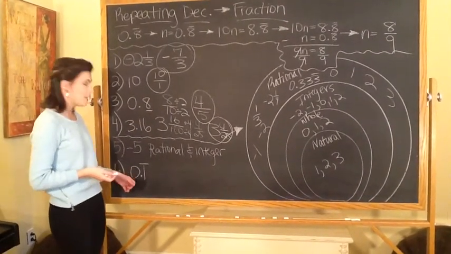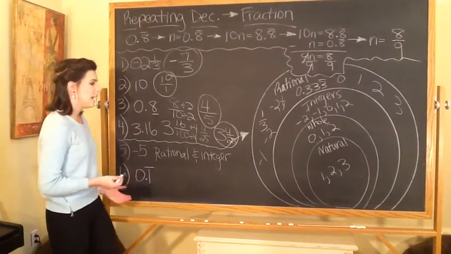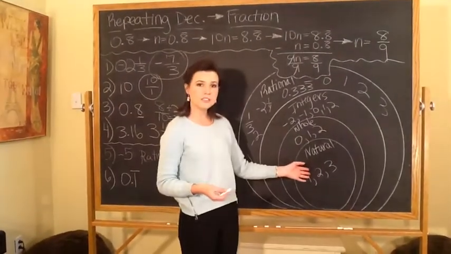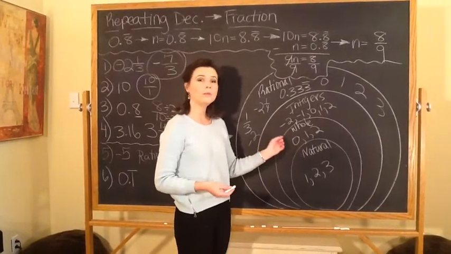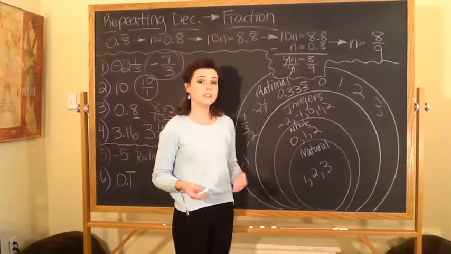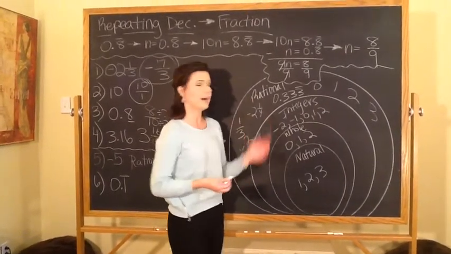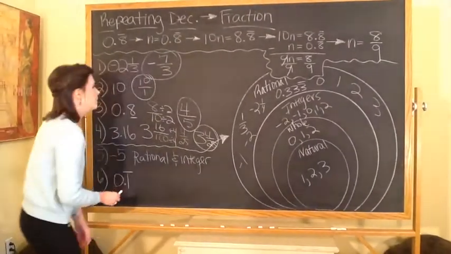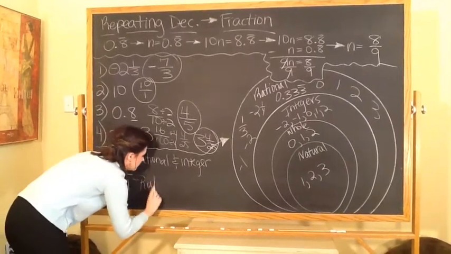And this number, 0.1 repeating, let's look at it. Do we have any decimals in the natural numbers? No. Any in the whole numbers? No. Any in the integers? No. But we do have decimals and repeating numbers in rational numbers form, so this would be a rational number.